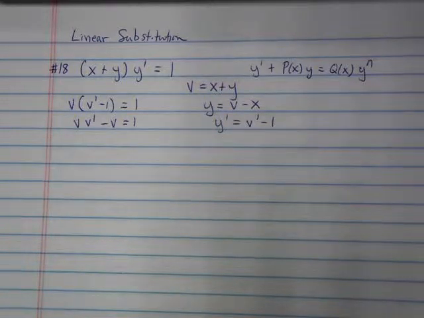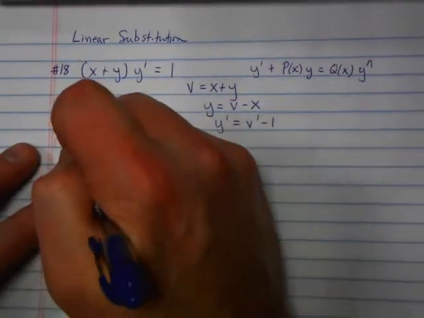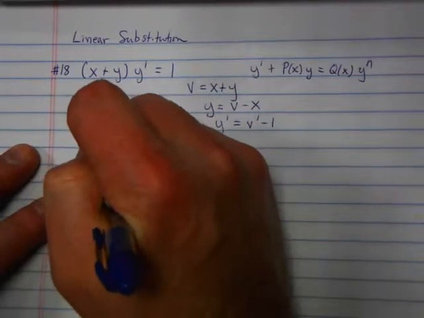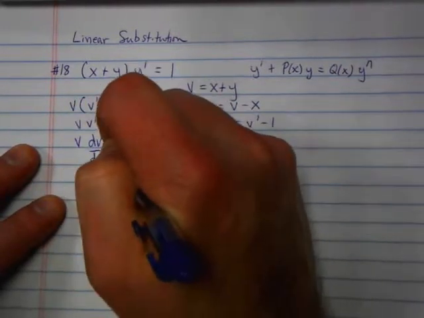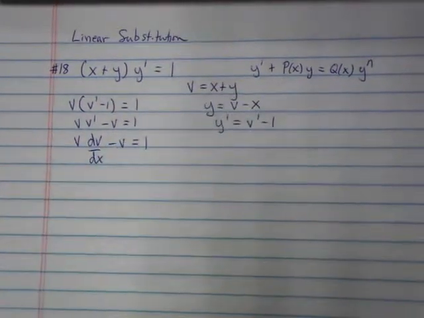Good start. Next step. v prime minus v. All right, let's write it as v dv/dx minus v equals 1. That might help a little bit.